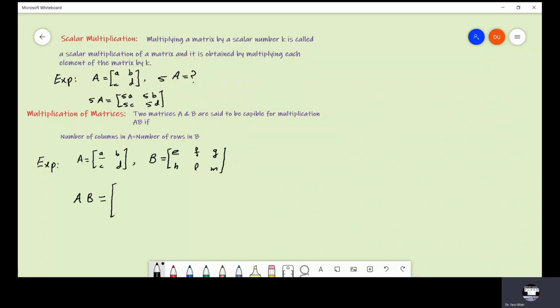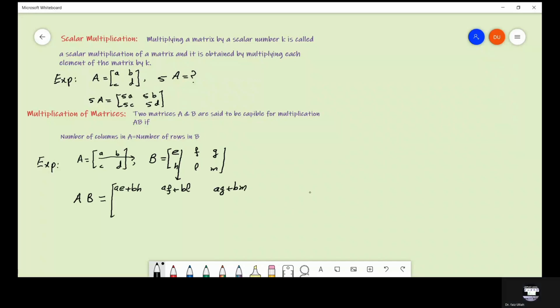We must multiply the first row with the first column of B. So we obtain A into E, this will be AE, plus B with H, BH. Now we can multiply the first row with the second column. So this is AF plus BL. Similarly, we can multiply the first row of A with the third column of B, and we obtain the third element. So this is AG plus BM.